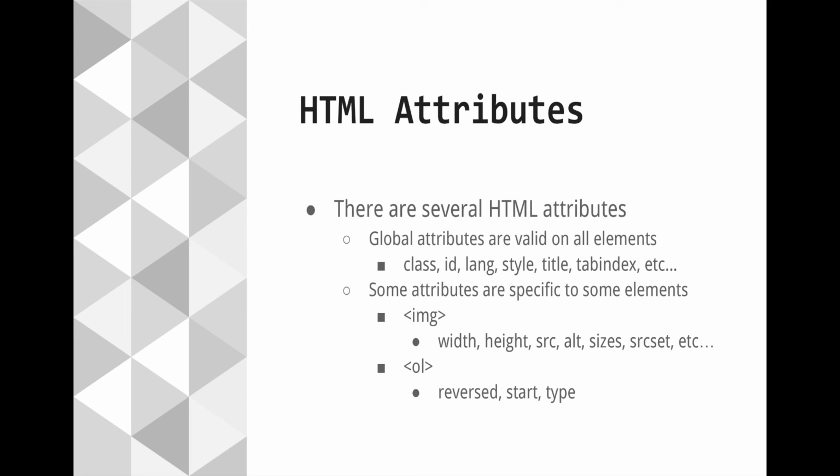Some attributes aren't global. Those were all global: class, ID, language, style. Those are all global, but some are very specific to some elements. For instance, image has width and height and source, alternative, sizes, source set. It's got its own little thing. Ordered list: reversed, start, type. We've got a lot of different things.